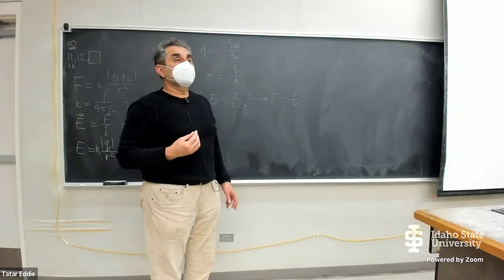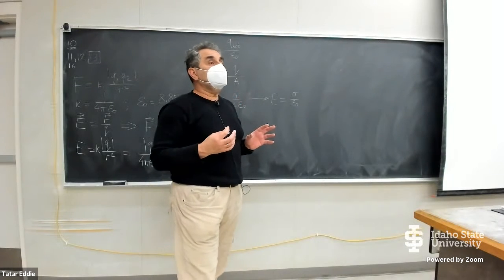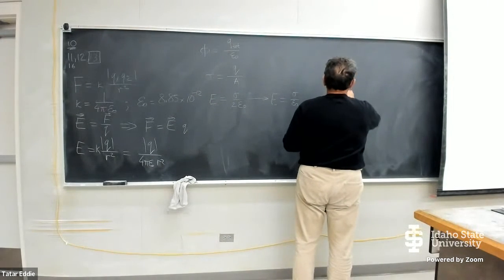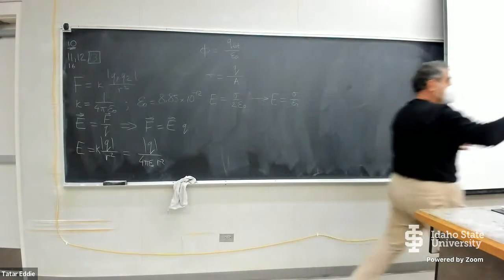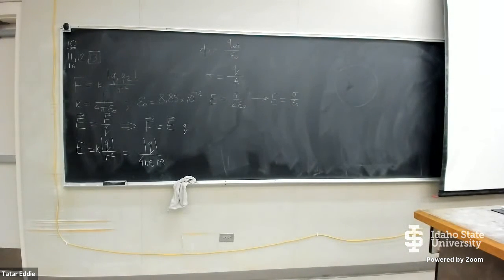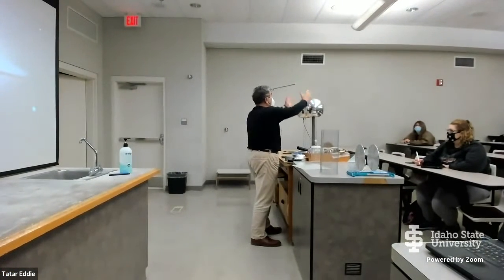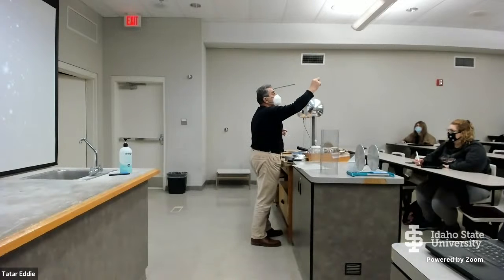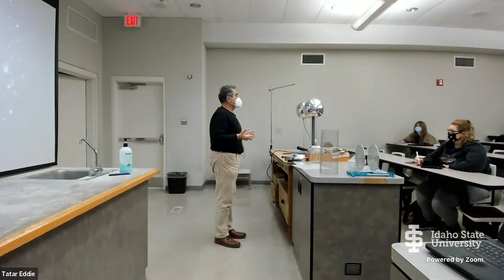Another application of Gauss's law would be to find the electric field generated by a uniformly charged sphere. So imagine a sphere like this, right here. You charge it by turning on the generator. What is the electric field created by this spherical charge? At this point, and at this point, and at any point in space.